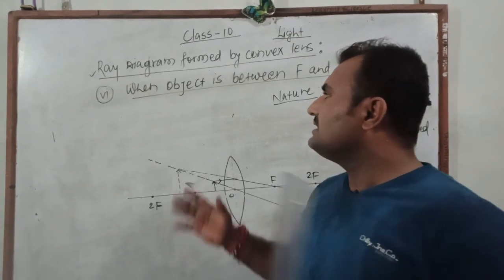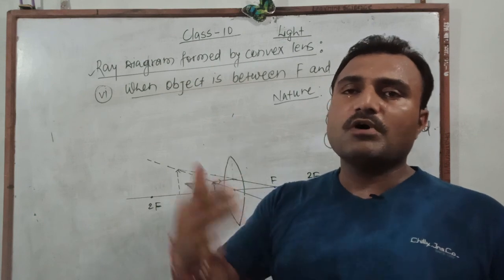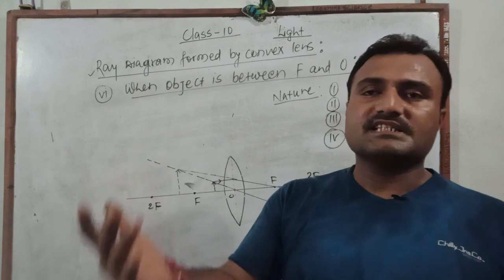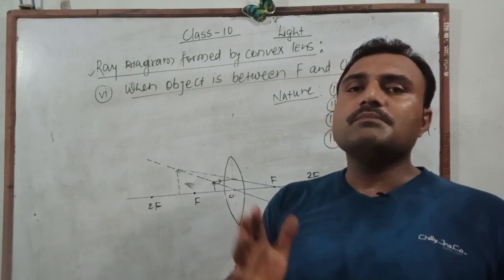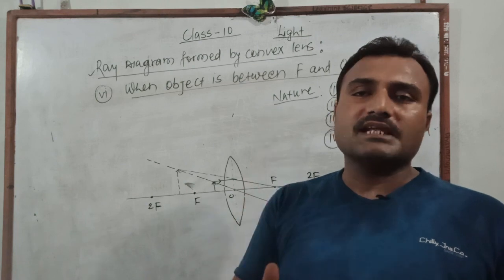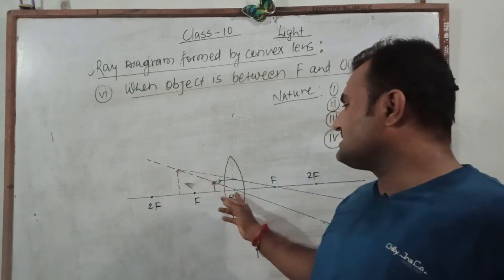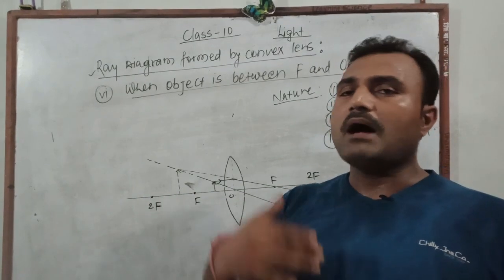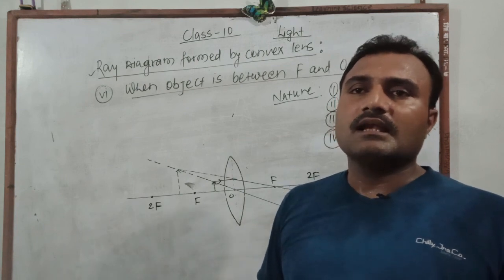In this way, here we describe the image formed by a convex lens when the object is at various places. In the next video we discuss the image formed by a concave lens when the object is at various distances from the optical center, then about power of lens, magnification of lens, like that.